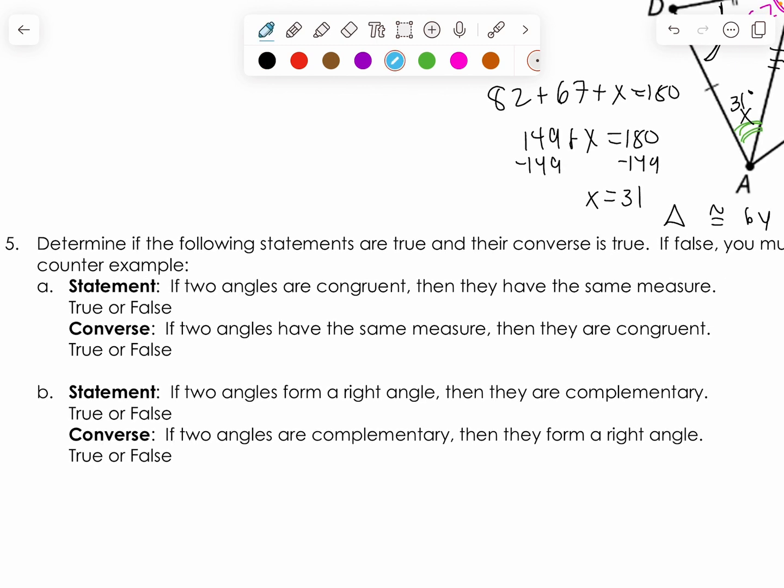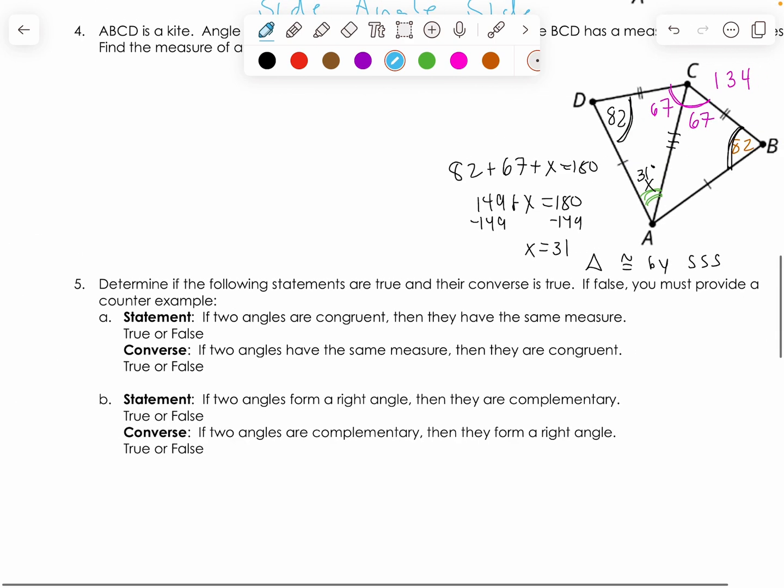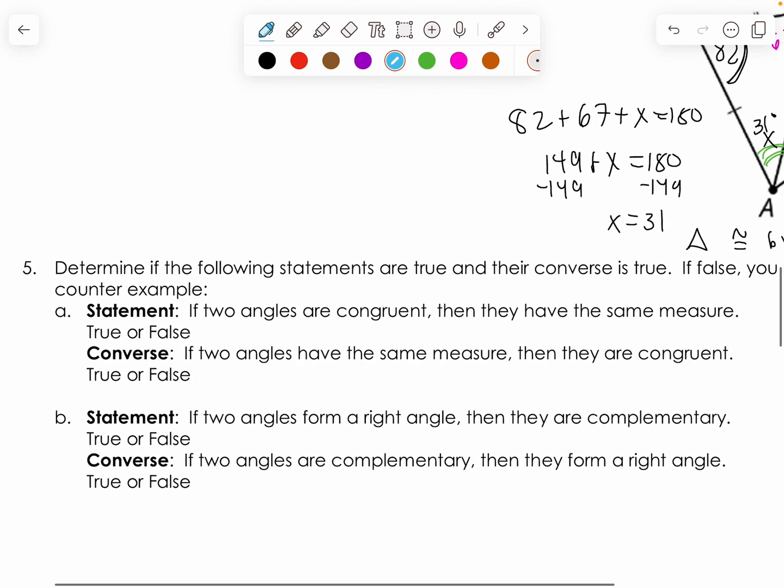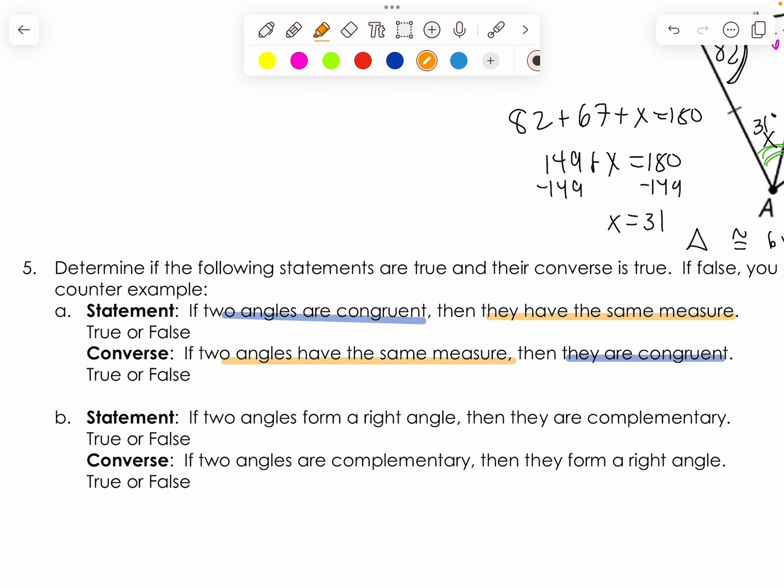All we're going to do here is true or false. Determine if the following statements are true and if their converse is true. If false, you must provide a counterexample. First off, let's look at this. The converse is you take the hypothesis, the first part, and the conclusion, the second part, and you swap them. That's what a converse is.